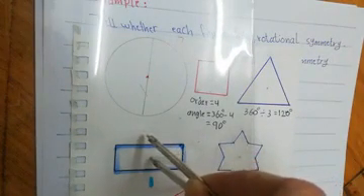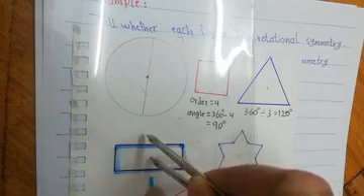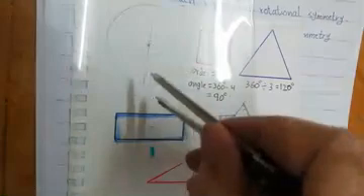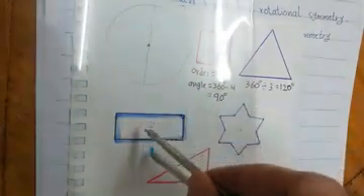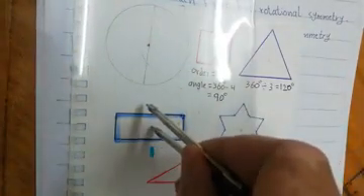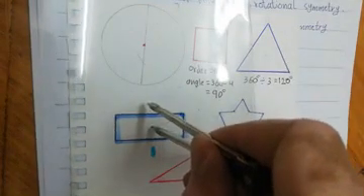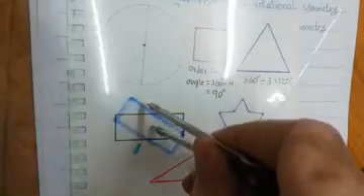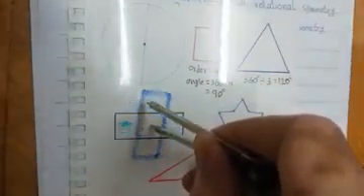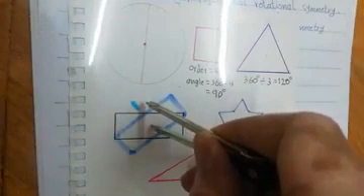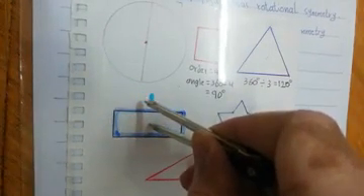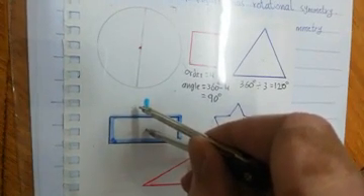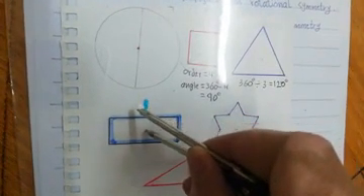Look at this sign. It was upward, now it's downward. So after 180 degrees, this is the first time, and it fitted itself also a second time. So the order of symmetry here is 2.